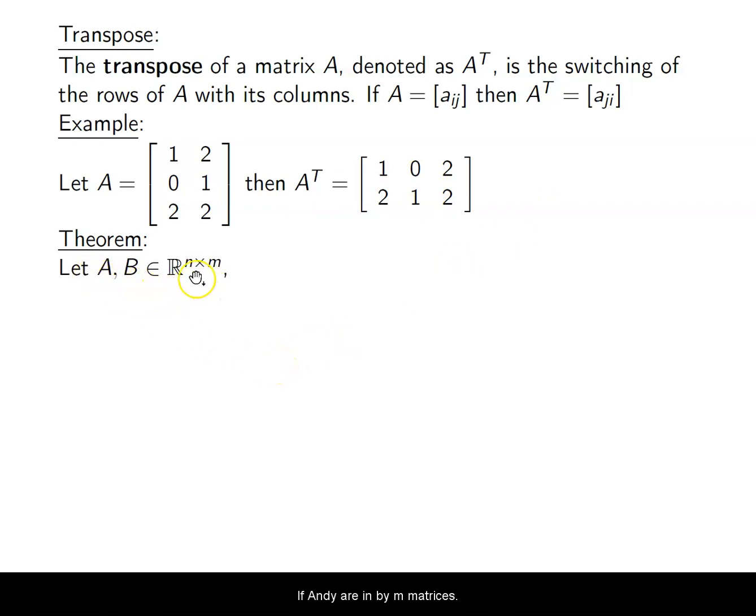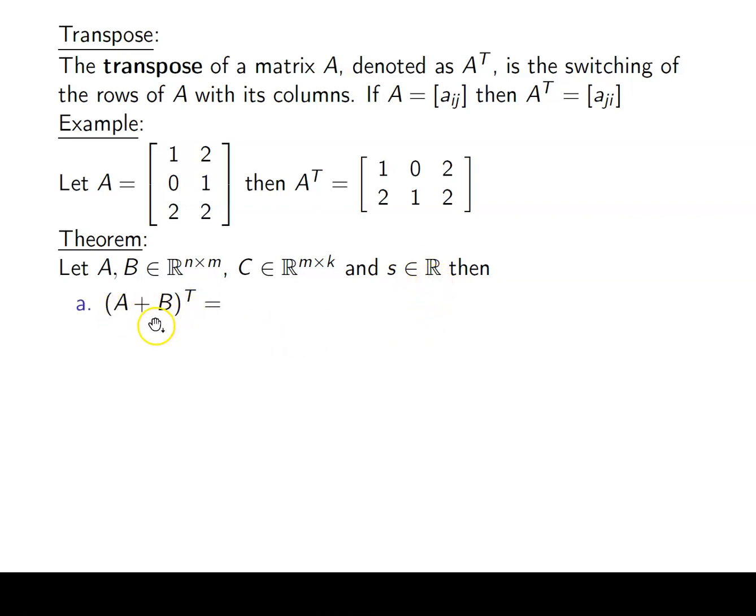Okay, very important. So we have a nice theorem. If A and B are n by m matrices, C is m by k, and S is a scalar, then the transpose of a sum is A transpose plus B transpose. So the transpose actually gets to distribute across this sum here. That's nice. The transpose of S times A is just S times A transpose.